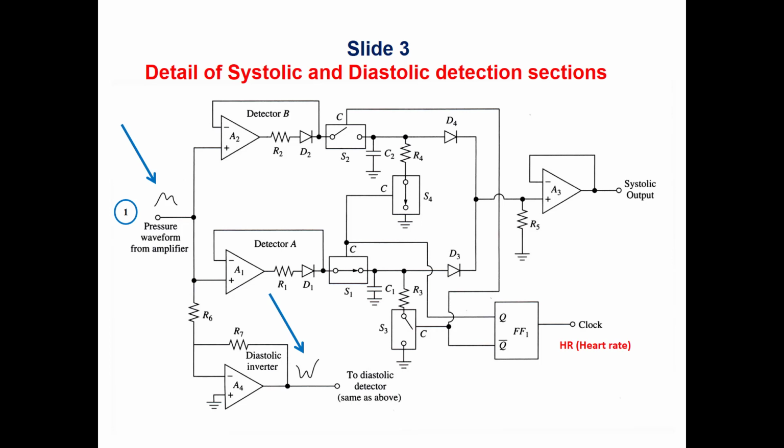Okay, this happens using these switches, which are controlled by a flip-flop, which has a clock or trigger, which is the heart rate. Okay, so it's a very simple circuit. I will repeat again what is happening here. So we have this wave, which is the arterial blood pressure waveform. I need to measure the peak, which is the maximum, which is the systolic value.